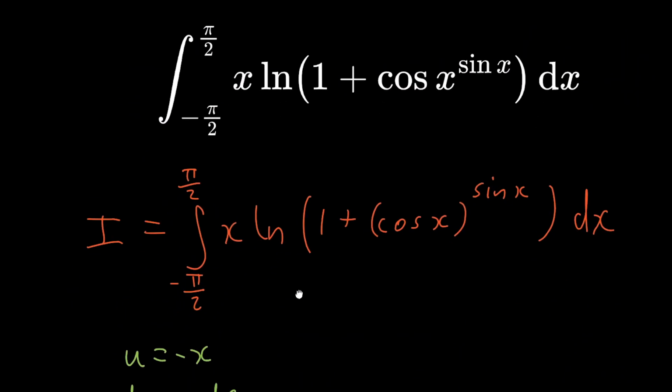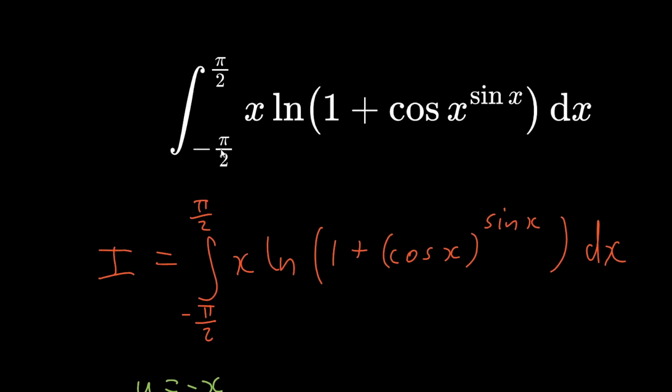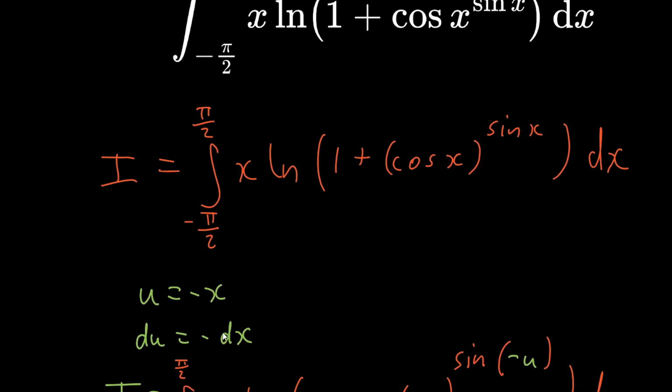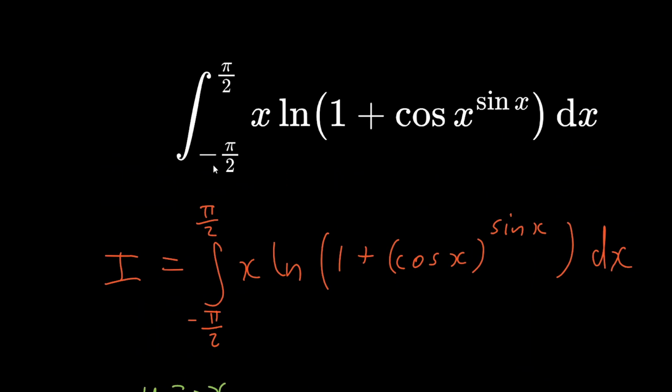So what's going to happen to the bounds? This is going to become pi over 2. This is going to become minus pi over 2. But we can use the minus sign from the substitution to flip these bounds back to normal.